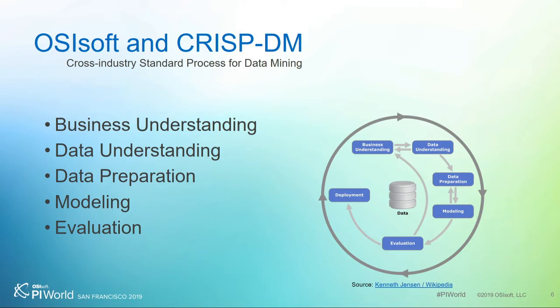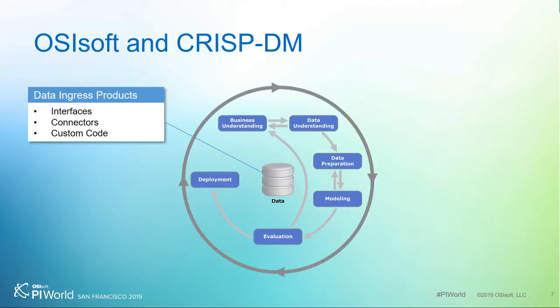And if it's good, you can deploy your model. And if it's not good, you go back to the business understanding and try to understand why it was not a good model and what you can do to make it better. And why is this important to talk about? It's because you can see it all goes around data. It's all related to data. And when it comes to data and industrial data, it's PI.